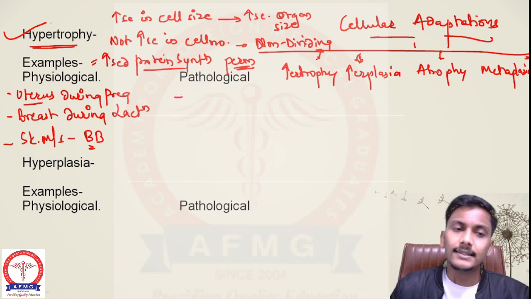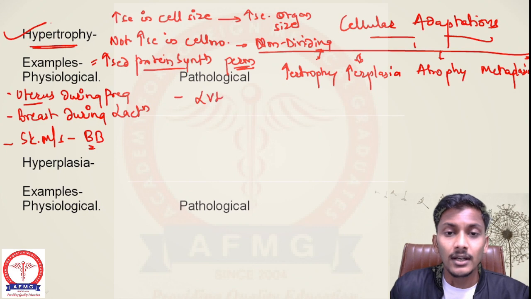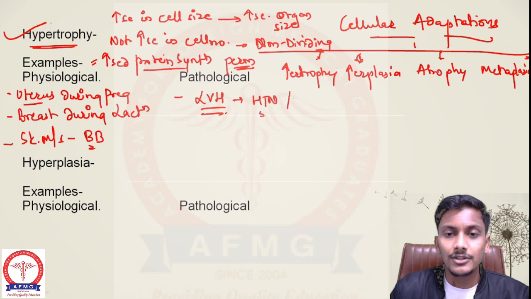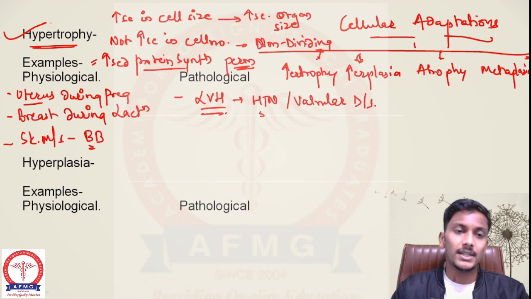Now, the next classical example, of pathological hypertrophy, is nothing else but left ventricular hypertrophy, LVH. Left ventricular hypertrophy is seen in conditions like hypertension or any kind of valvular diseases. So please remember this.